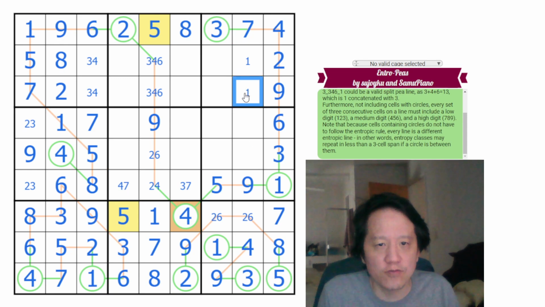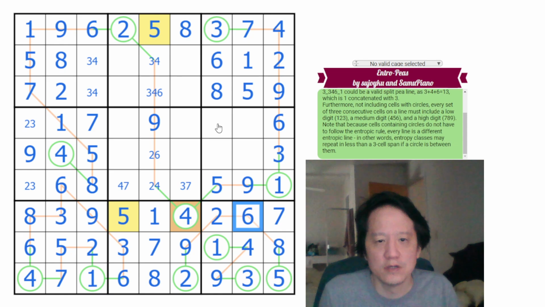We have 1, 8. This is also 5. Yes. So this is 5. This is 8. That must be 8. 5, 1, 6. This cannot be 6. So this is 2. This is 6. We have 7 and 4. So that's 4 and 7. We have 2 and 8.